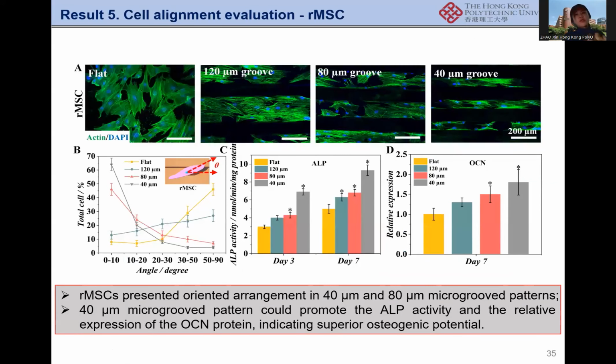And then we see the different cells. One is the mesenchymal stem cells on top of the different channels. We can see that when the channels are very tight, very narrow, we can actually make the cells align better. And then we have increased alkaline phosphatase and also OCN. These two are both osteogenesis markers. So it means that when we make the channels very tight, we can align the cells better, and then we can increase the osteogenesis.